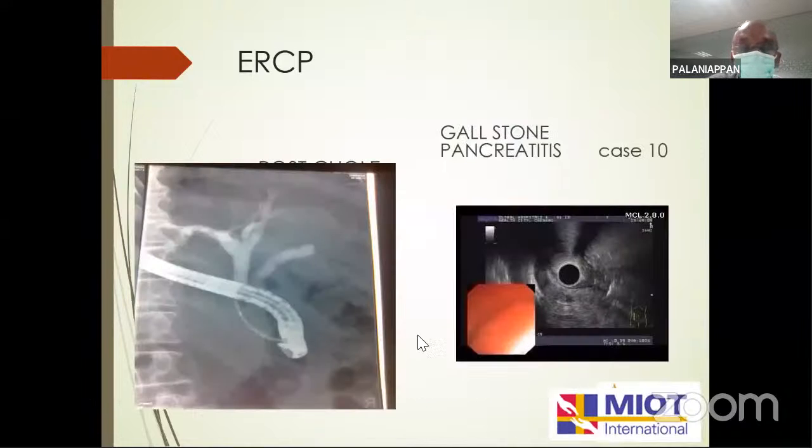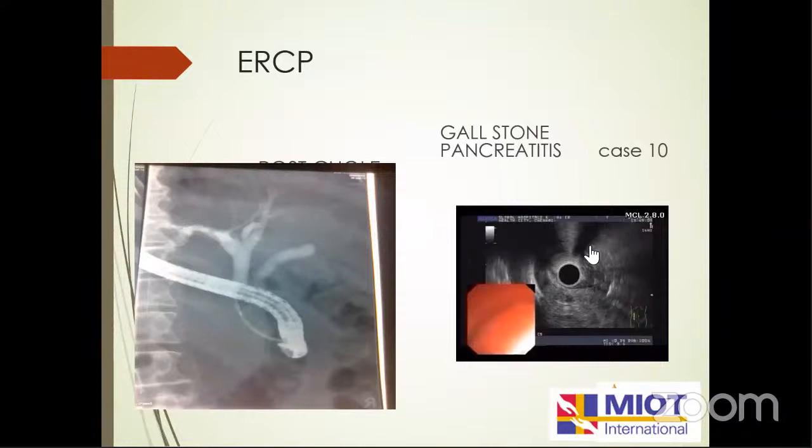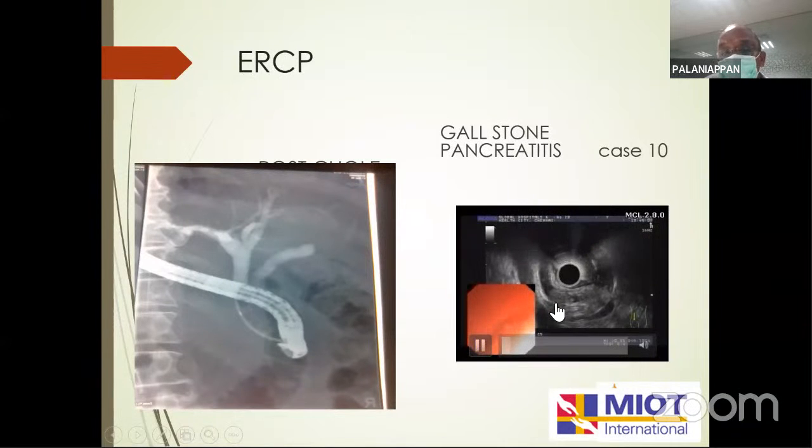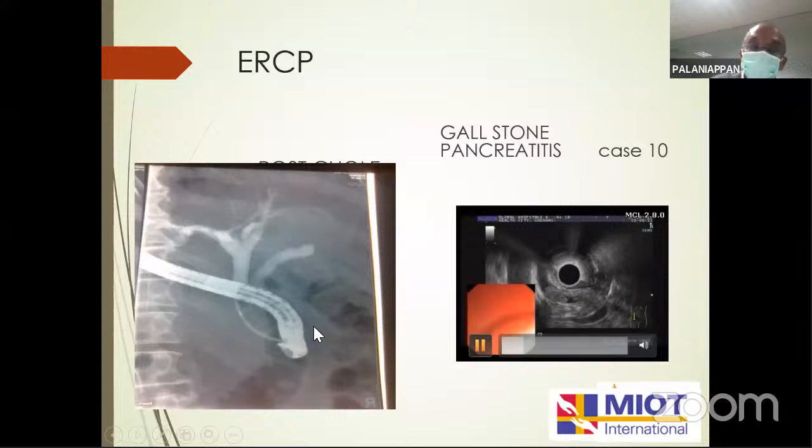And this is another interesting case where he reported to us with a stone in the bile duct. You can appreciate the stone here. This is the bile duct. The stone here. I hope you could see. You could appreciate it. But the issue was, he underwent imaging 4 weeks back, and was asking us to do an ERCP with the imaging of 4 weeks back.